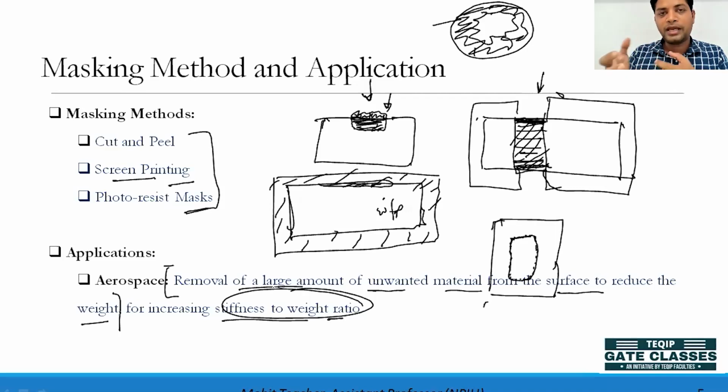By applying conventional machining to reduce the weight, it becomes complex, so we cannot apply conventional machining there. So we apply chemical machining if a small amount of material must be removed to reduce the weight. Or if there is any complex geometry formed over there that we have to remove, for that also we can use chemical machining. So this is the simple application.